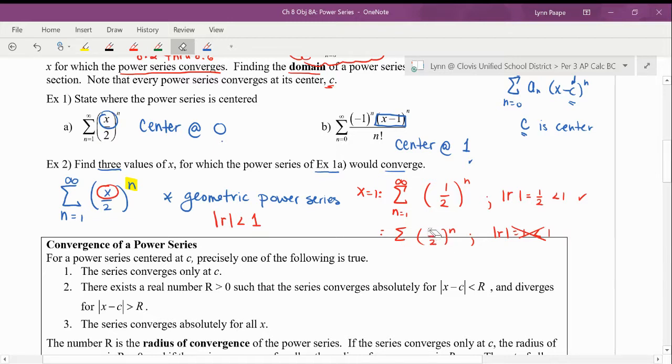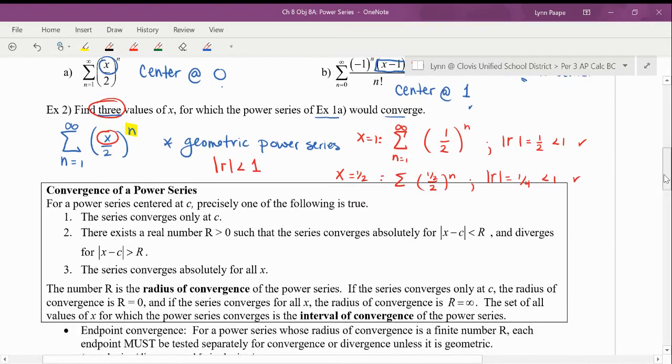So 1 was fine and 2 was too big. What if we let x equal 1/2? Then that would be 1/2 divided by 2, so my radius would be 1/4, which is less than 1. That's perfect. I'll let you try to find a third one, but I know there are 2 values of x that I came up with, 1 and 1/2, that would give me a ratio of less than 1, which allows that geometric series to converge.